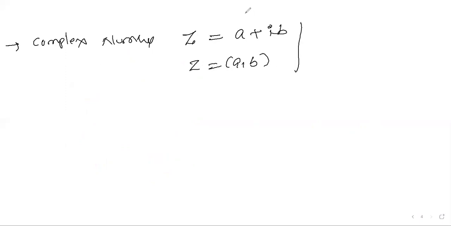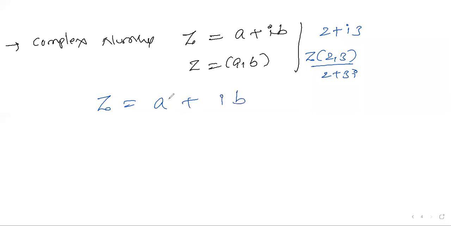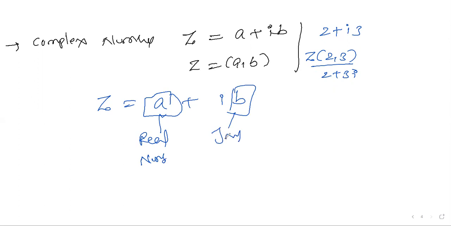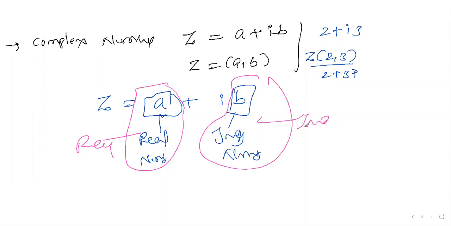Example, I am writing over here. Let us say it is 2 plus 3i. This I can write as 2 comma 3 also. If you write 2 comma 3, the complex number Z is 2 comma 3, you need to understand it as 2 plus 3i. Then complex number Z is equal to A plus iB. The constant value A is called the real number or real part. This part, iB, is called the imaginary part. Now it's clear.